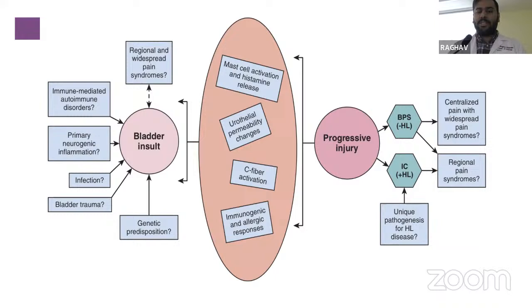These lead to progressive bladder injury, causing bladder pain syndrome, which may be with Hunner lesions or without Hunner lesions. The one without Hunner lesions has centralized pain with widespread pain syndromes and regional pain syndromes also. There's a unique pathogenesis which has not been identified for Hunner lesion interstitial cystitis.